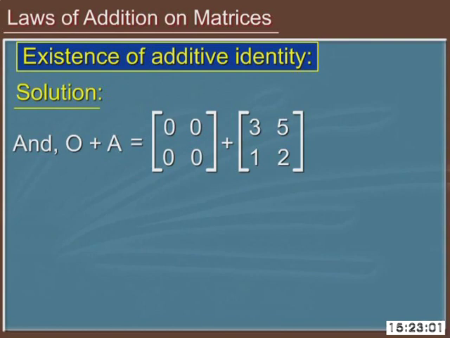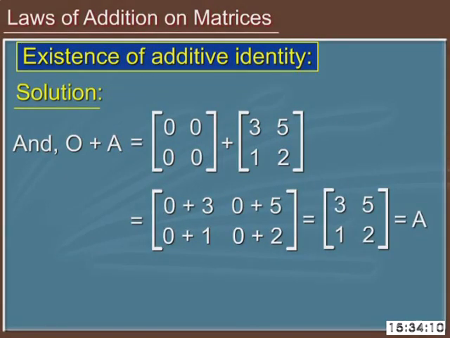And O plus A is equal to 0 matrix of order 2 by 2 plus given matrix A, which is a square matrix of order 2. So it will be equal to a square matrix of order 2 having first row elements as 0 plus 3, 0 plus 5, second row elements as 0 plus 1 and 0 plus 2. That will be equal to a square matrix of order 2 with first row elements as 3 and 5, second row elements as 1 and 2, which is matrix A itself. So hence we can say that A plus O is equal to O plus A is equal to matrix A. So here O, which is a zero matrix of the same order as matrix A, is the additive identity.